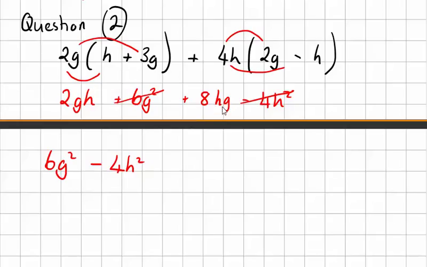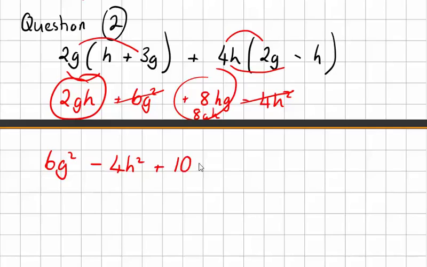2GH and 8HG, are they the same or different? They're the same. Remember I said this before, HG can be written as GH perfectly well. Therefore this one and this one are 10GH, so then it's plus 10HG or GH, up to you. So we end up with 3 terms. Does it matter what order you put them in? Nope. Not really.